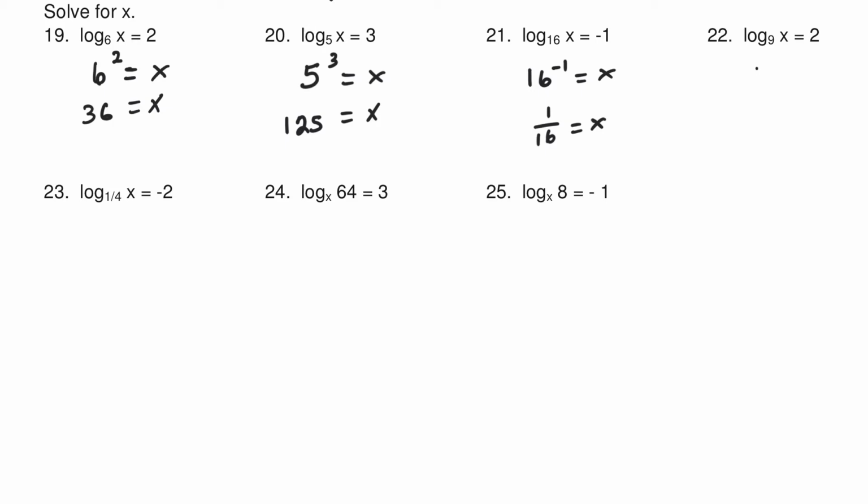22, we have the base is 9. The exponent is 2. That equals x, so x equals 9 squared, which is 81.